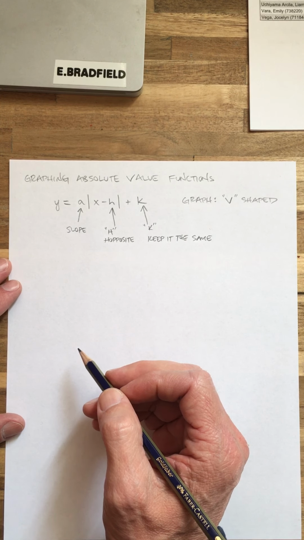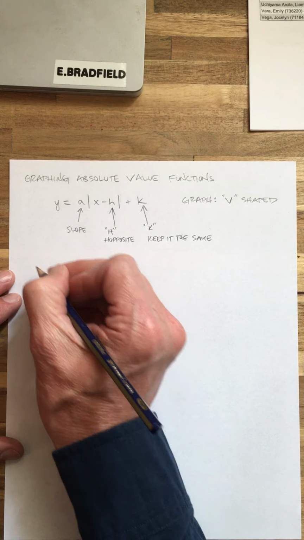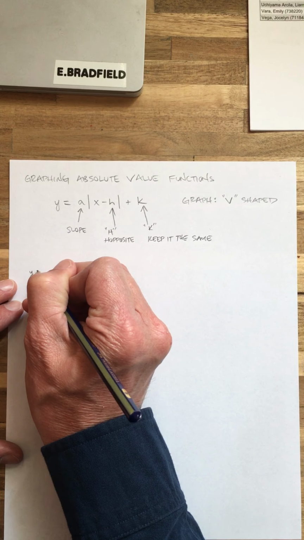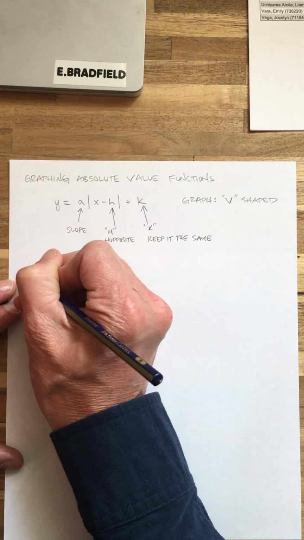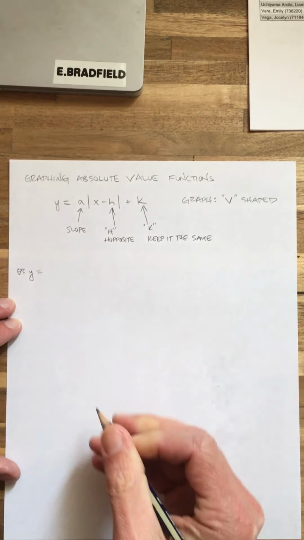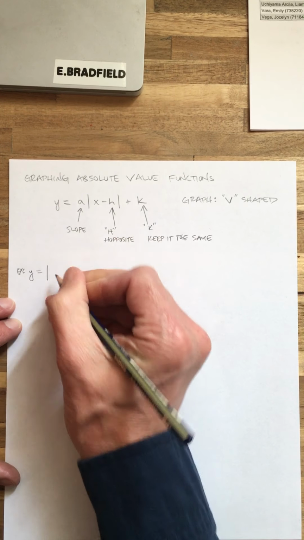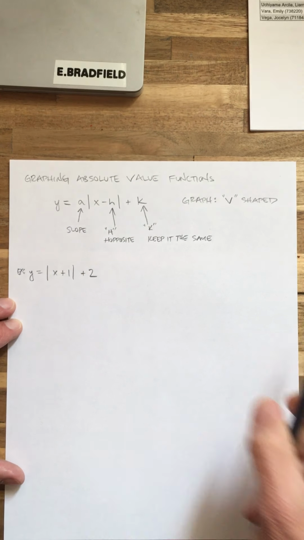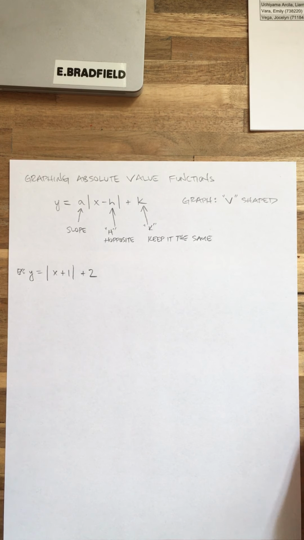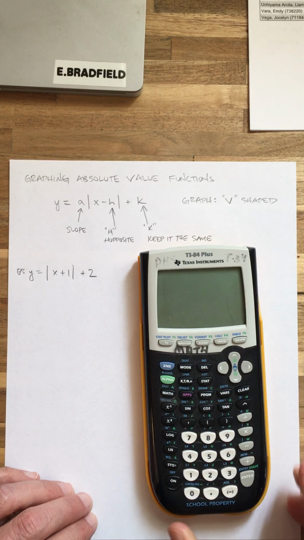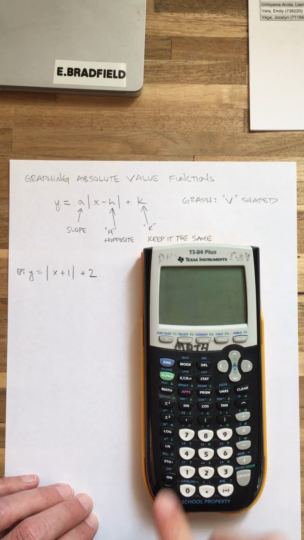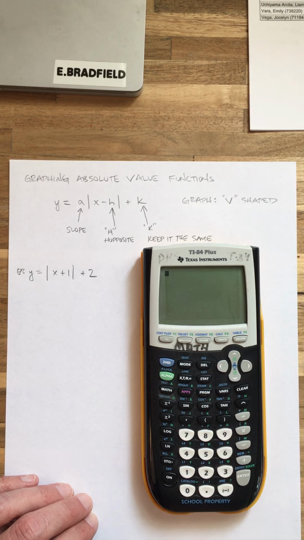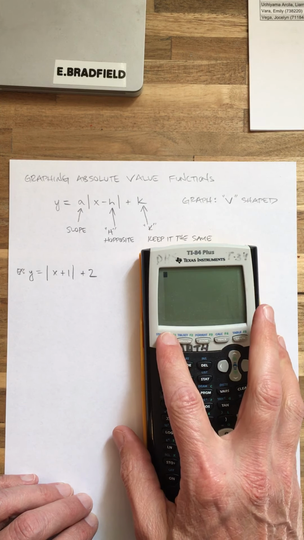So for the first thing, let me just show you one example really quick. Let me just get you started with this. Here's my first example: y equals the absolute value of x plus 1, plus 2. Let me show you what that looks like on a calculator. Get your calculator, turn it on, clear whatever's there. What you're going to do is hit Y equals.